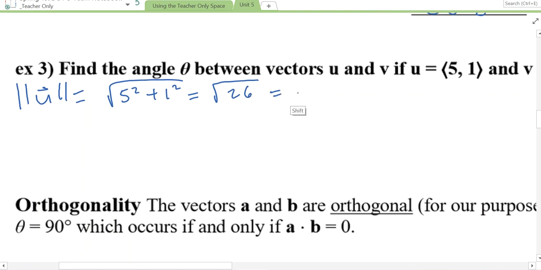This is equal to 13 square root of 2 if we simplify it. No, it's not. I'll tell you in a second. It's square root of 2 times the square root of 13. And we'll get to why that's important in a second.